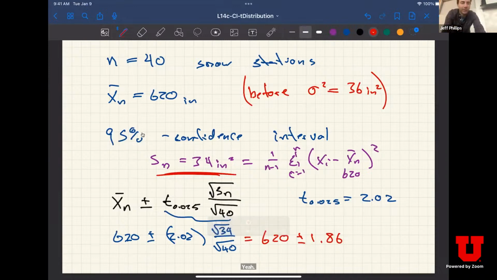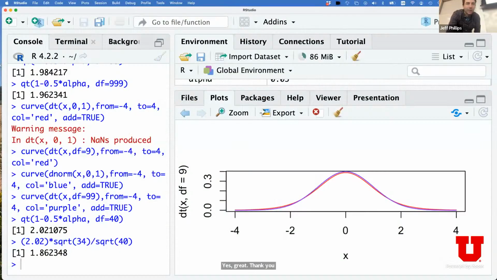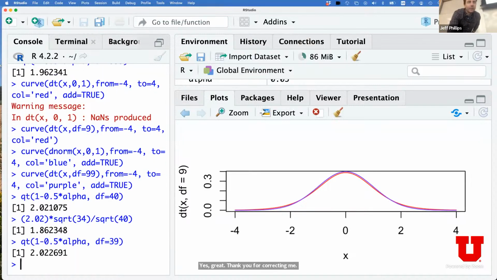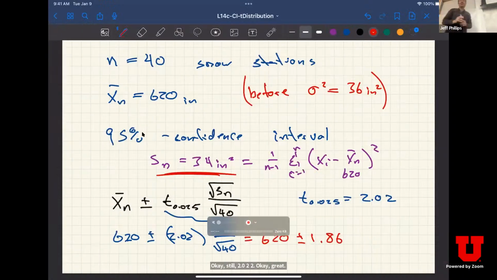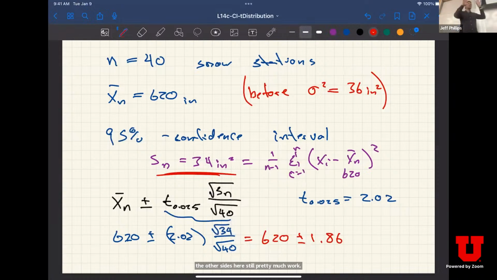Yes. Great. Thank you for correcting me. Yes, this should be 39. Okay, still 2.022. Okay, great. So my calculations on the other sides here still pretty much work. All right, awesome. Again, the small difference in n ends up giving pretty small changes in the distribution.